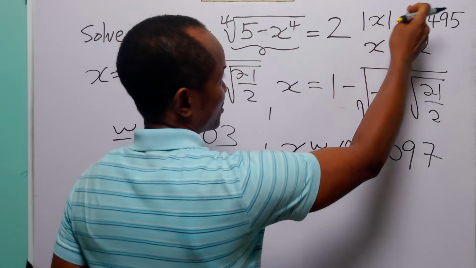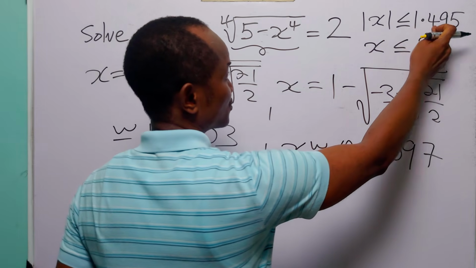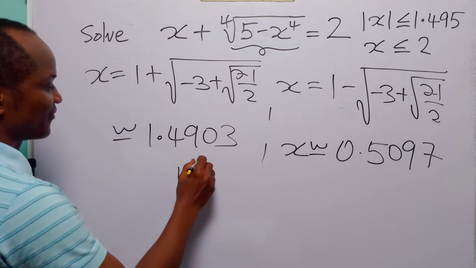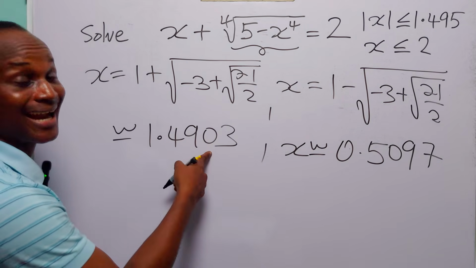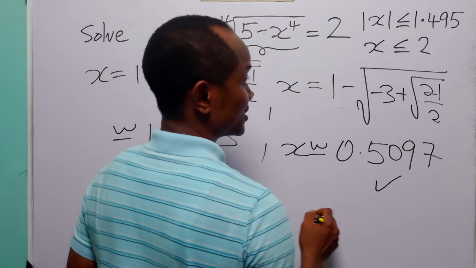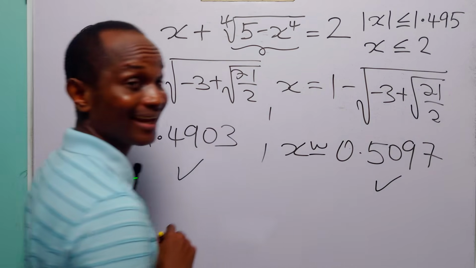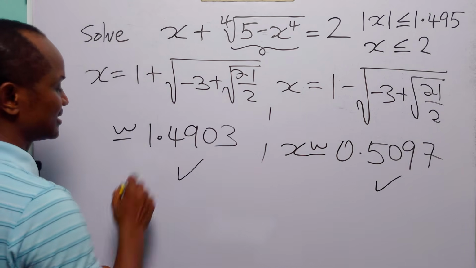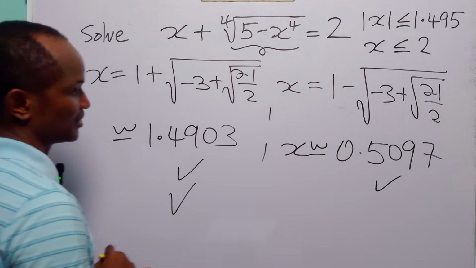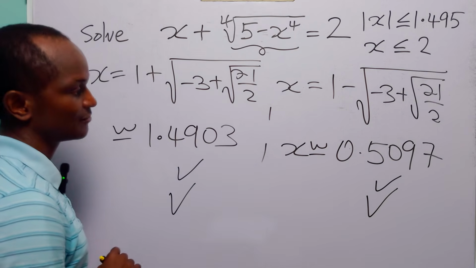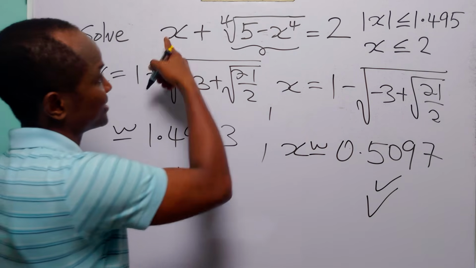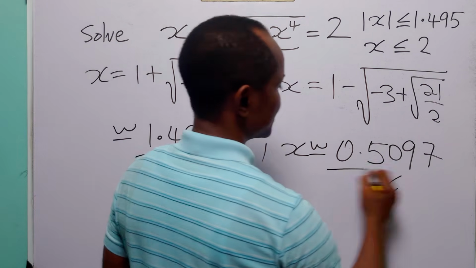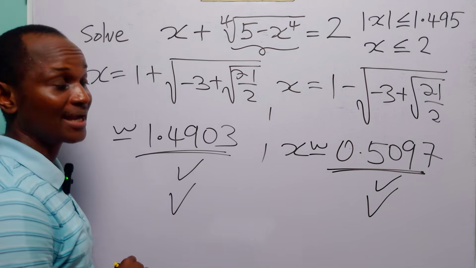Now we go back to the constraints. We have that x must be less than or equal to 1.495. This value is less than 1.495. And this value is also less than 1.495. We also have that x must be less than 2. This value is less than 2, and this value is less than 2. So the two values of x that satisfy this equation are 1.4903 and 0.5097.